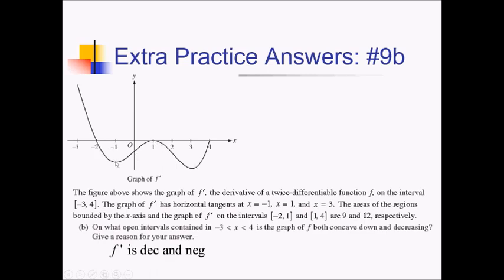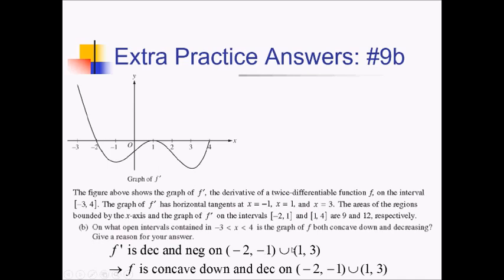So from -2 to -1 is one interval. From 1 to 3 is the other interval. So we can say, therefore, that since f prime is decreasing and negative on these two intervals, f is concave down and decreasing on those same intervals.